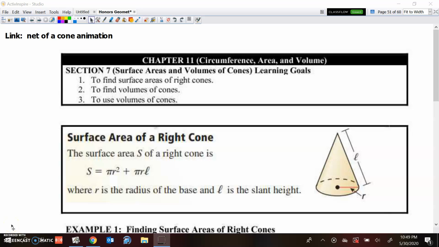Okay guys, so here we are, lesson 11.7. We're going to find the surface areas and volumes of cones. So surface area is something that we actually haven't discussed yet. A surface area is the area of all of the surfaces of our figure.